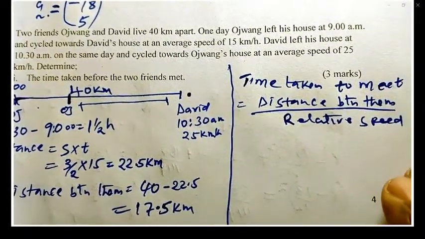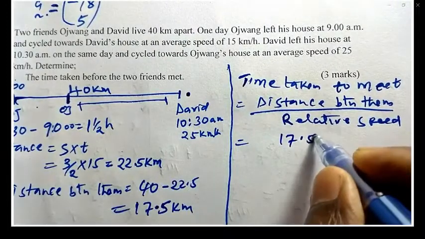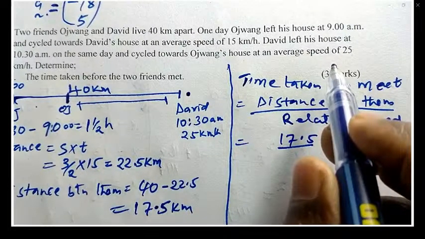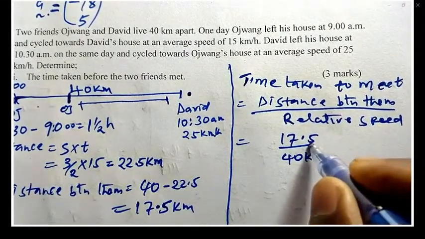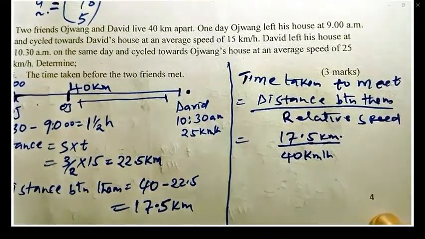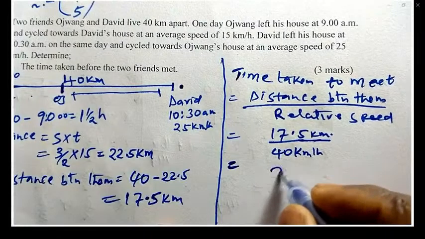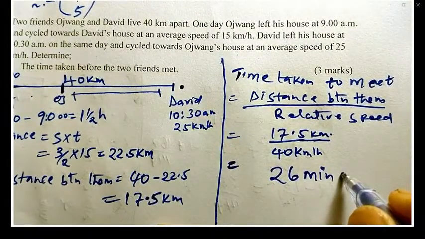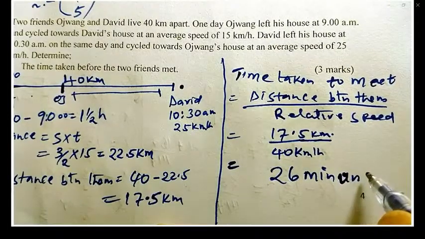So that is now itakuwa 17.5 divided by, tukiongeza 15 plus 25 itakuwa 40. So relative speed ni 40 kilometers per hour. Na hii ni kilometers. So to get time itakuwa ni 26 minutes. So they will take 26 minutes to meet.